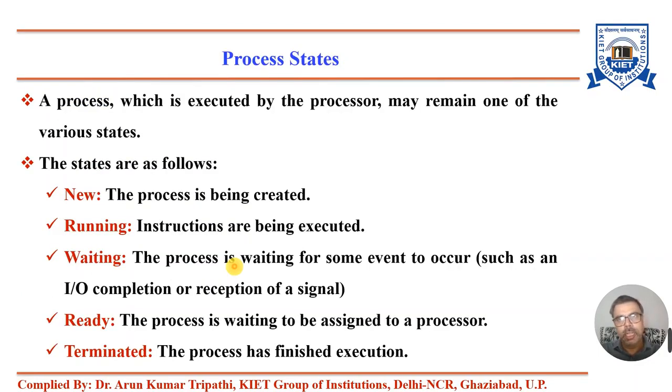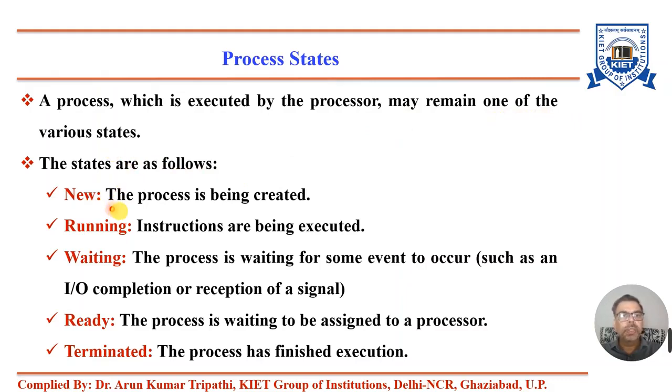Firstly, process state. Whenever a process is brought into the main memory, it may reside in any one of the following five states. These states may vary depending on the operating system. In general, there are five states. So a process which is executed by the processor may remain in one of the various states.